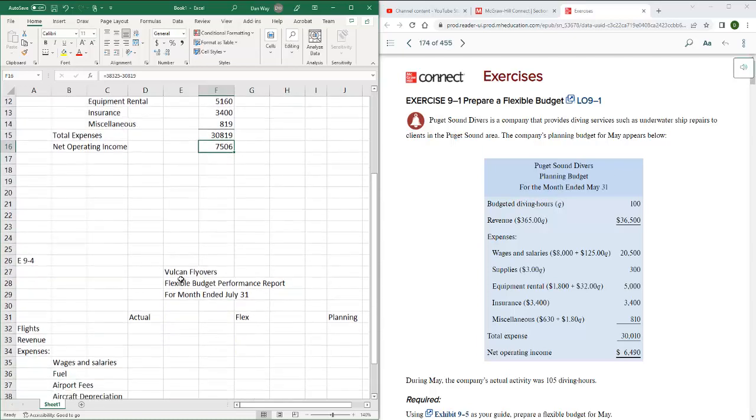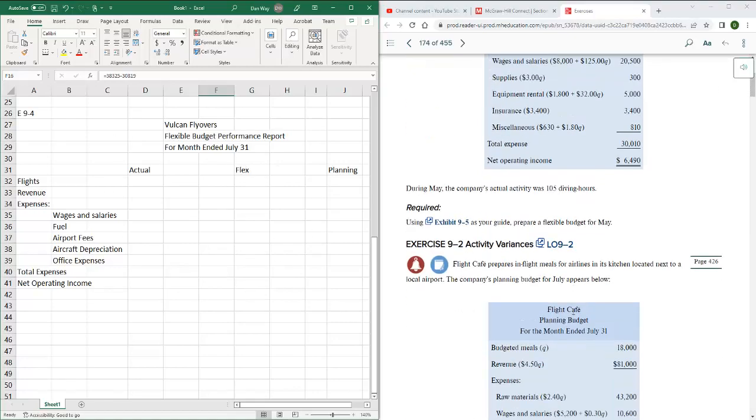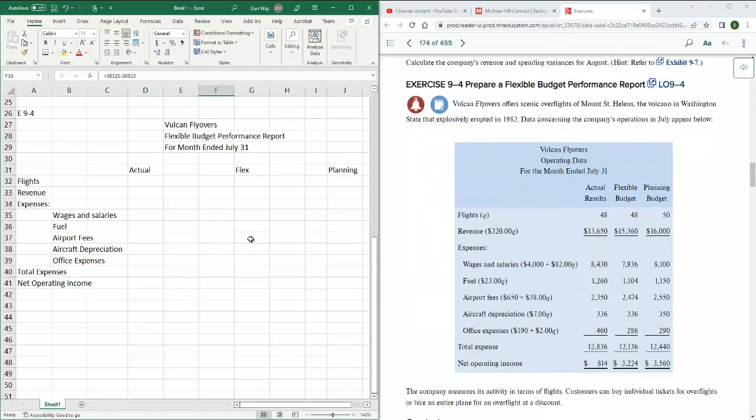All right, I am going to move on to exercise 9-4. And again, I've sketched out a little bit of a shell of a performance report here just to help us in terms of getting stuff laid out.